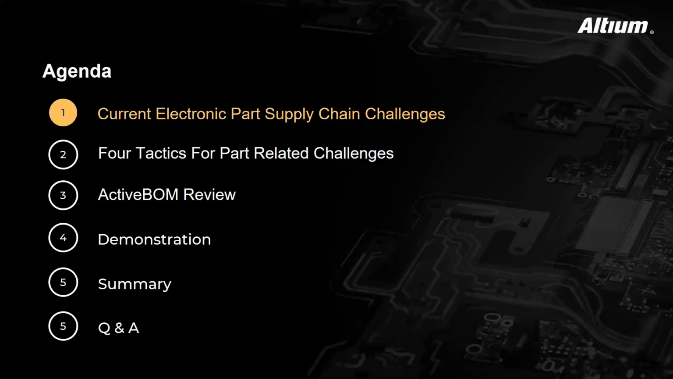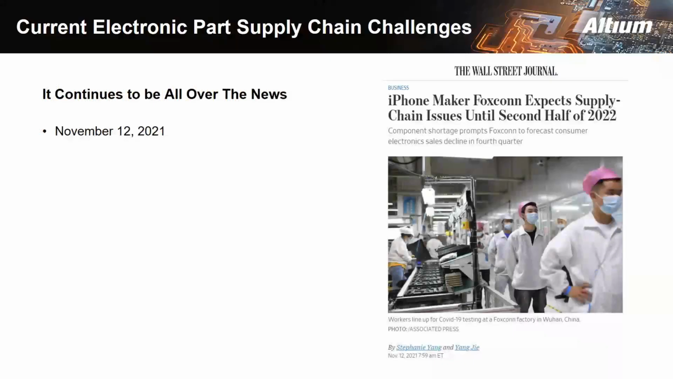Now we'll discuss the current electronic part supply chain challenges. I suspect everyone who joined the webinar today is familiar with the current situation with electronic components. Supply chain issues are impacting availability, and this continues to be a topical issue. As we are in the middle of 2022, we are hoping to overcome these issues by the end of this year. You can see a screenshot displaying that Foxconn is having issues until the second half of 2022.